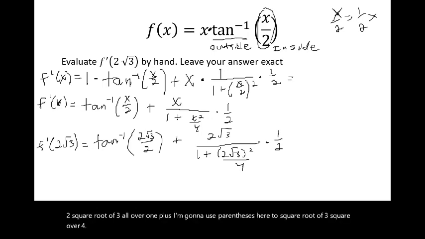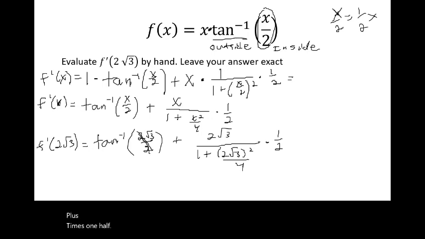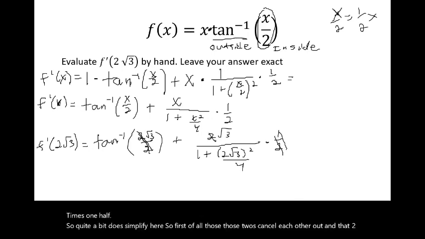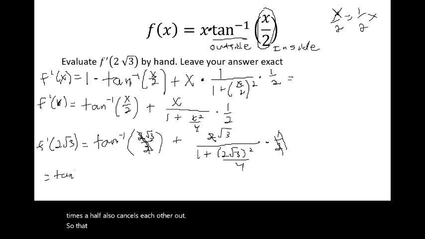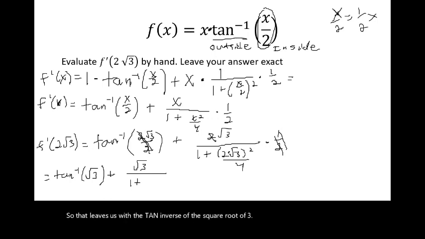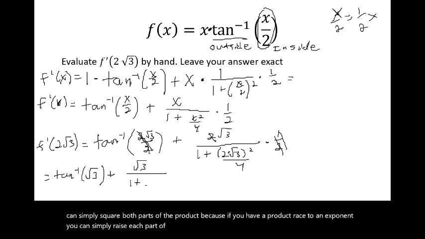So quite a bit does simplify here. First of all, those 2's cancel each other out, and that 2 times 1/2 also cancels each other out. So that leaves us with the tan inverse of the square root of 3 plus square root of 3 over 1 plus. Now when you take 2 square root of 3 and you square it, you can simply square both parts of the product, because if you have a product raised to an exponent, you can simply raise each part of that product to that exponent. So 2 squared is 4. Square root of 3 squared is 3, all over 4.